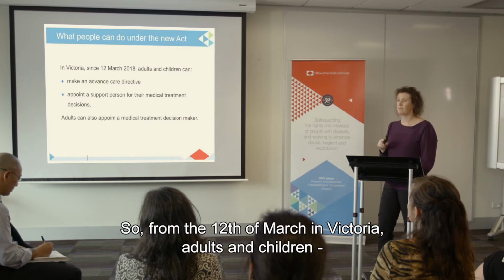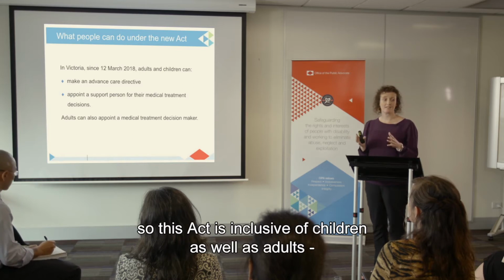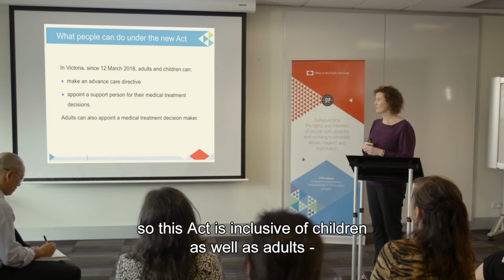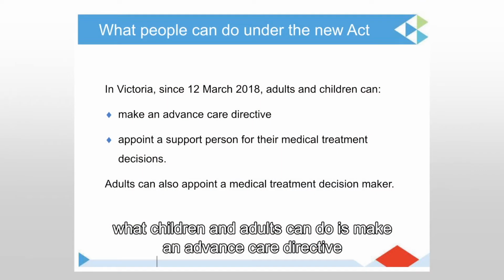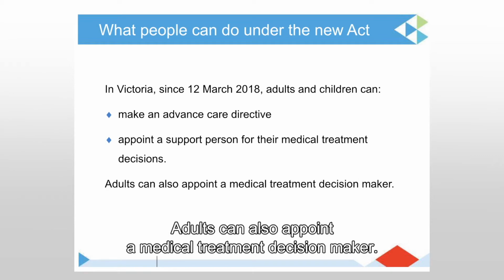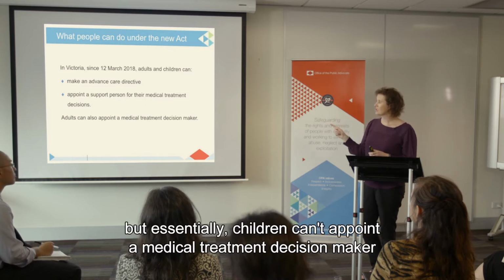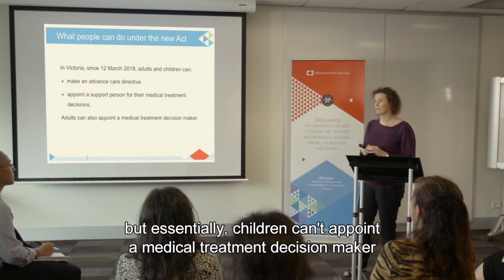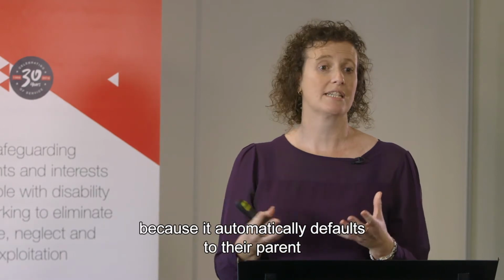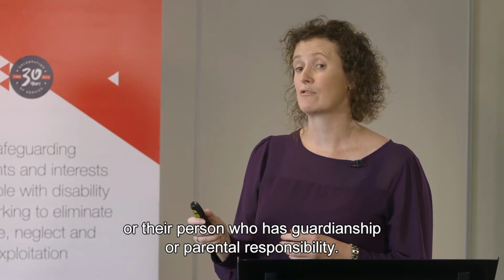From the 12th of March in Victoria, adults and children, as this Act is inclusive of children as well as adults, can make an advanced care directive, and they can appoint a support person for their medical treatment decisions. Adults can also appoint a medical treatment decision maker. We're going to go through these three things in a moment, but essentially children can't appoint a medical treatment decision maker because it automatically defaults to their parent or the person who has guardianship or parental responsibility.